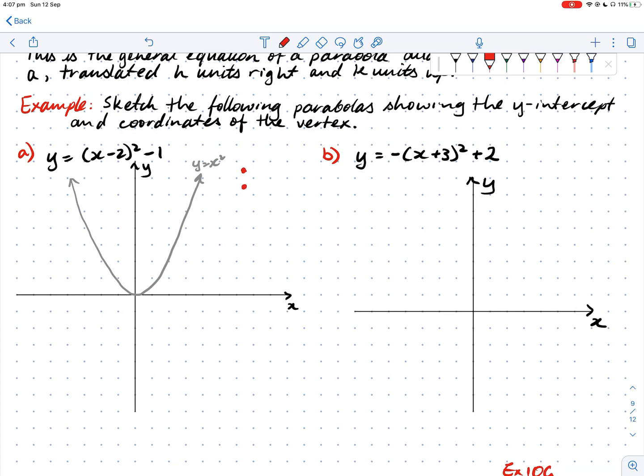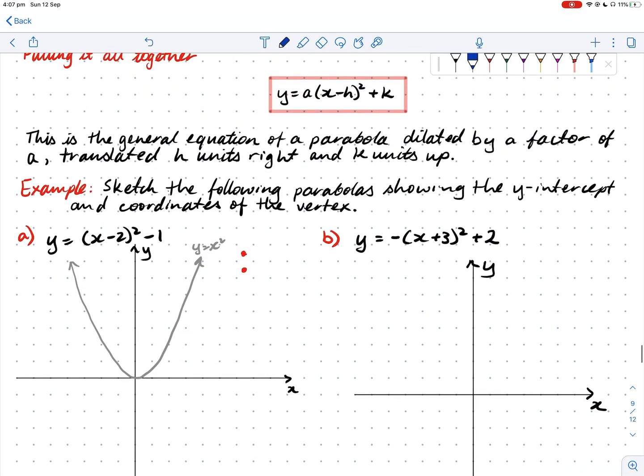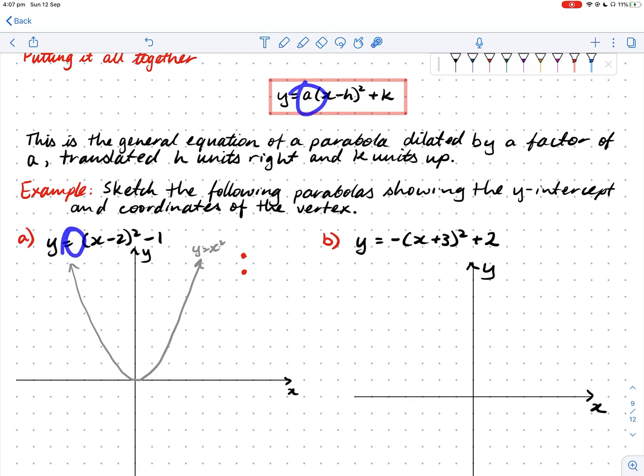So we're looking at the a value. You can see a is going to equal 1. So that means we're taking this same parabola, but then we're going to move this around a bit. Then we're looking at the h value. You can see it's x minus 2, so h is equal to 2. That tells us we're moving 2 units to the right. Then we're looking at the k value. The k value is minus 1, so that tells us we're moving 1 unit down.